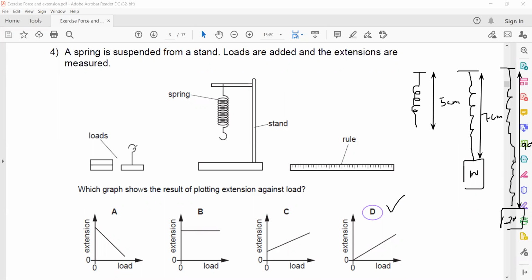Initially no load is added, but later we are adding a load, and what will be the graph for load and extension? Is it clear? Question 4. According to Hooke's law, force and extension are directly proportional. Increase in force will increase the extension.